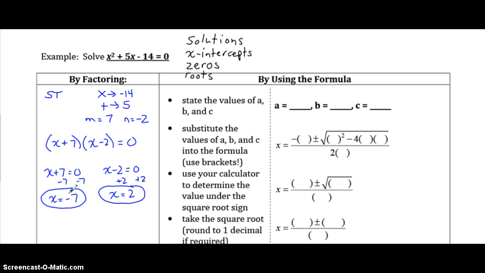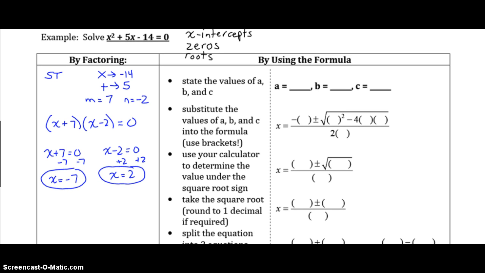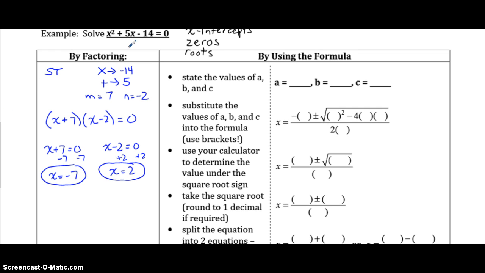So if you were to substitute negative 7 into this equation, it would equal 0. If you were to substitute 2 into this equation, it would equal 0. So these are your two solutions. If you were to graph this parabola, the parabola would intersect the x-axis at negative 7 and 2. Now, if you were not good at factoring, you don't like factoring, or if that could not be factored, you can use the formula. This is how you use the formula.